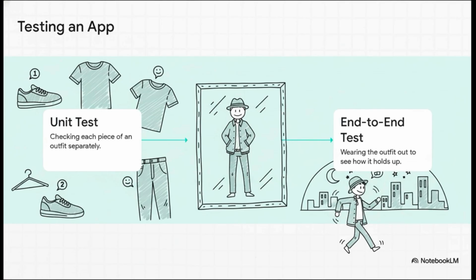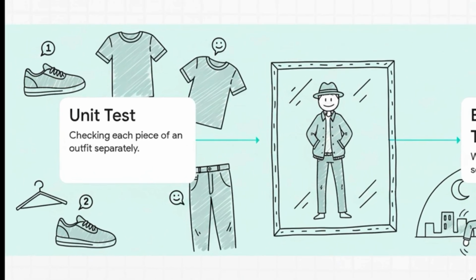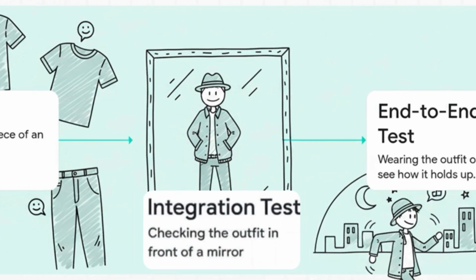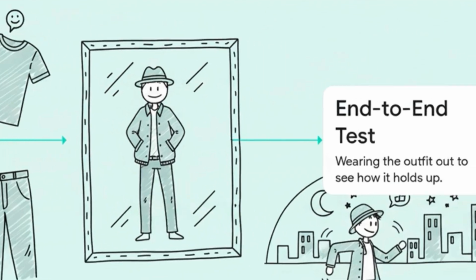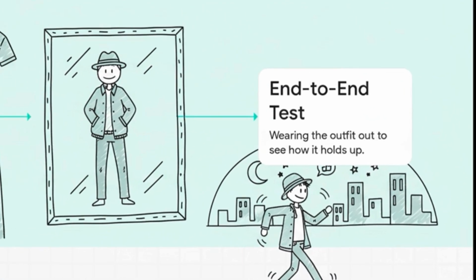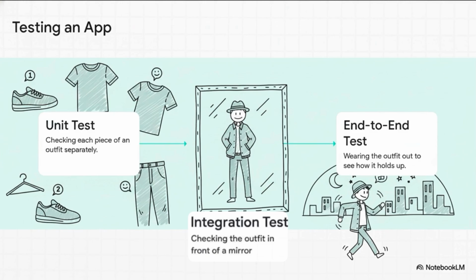Let's imagine you're picking out an outfit for a party. First, you do a unit test. You check each piece by itself. Is this shirt clean? Do these pants fit? Then you do an integration test. You try the whole outfit on together to see if it actually works. And finally, the end-to-end test. You wear the outfit out to the party to see how it holds up in the real world. You gotta do all three.